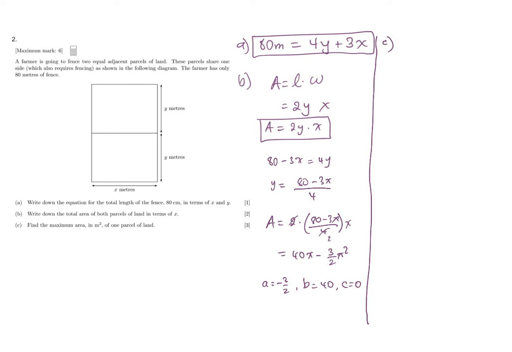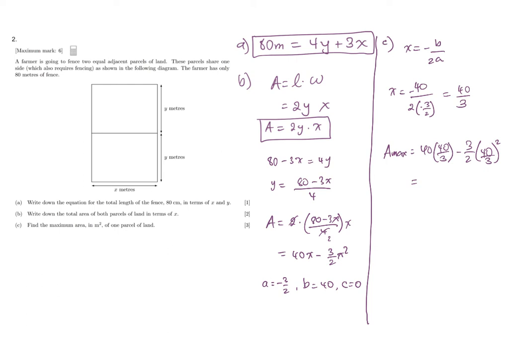Now the x-coordinate of the vertex is given by minus b over 2a, and substituting the values, I have negative 40 over 2 times minus 3 over 2. This is equal to positive 40 over 3, which means the maximum area is going to be 40 over 3 minus 3 over 2 times 40 over 3 squared.